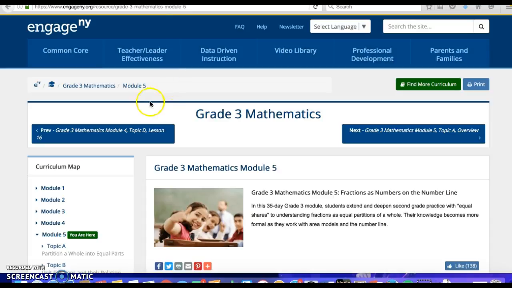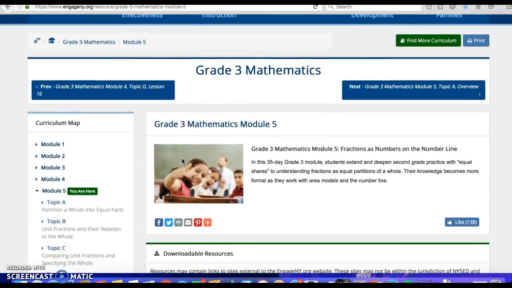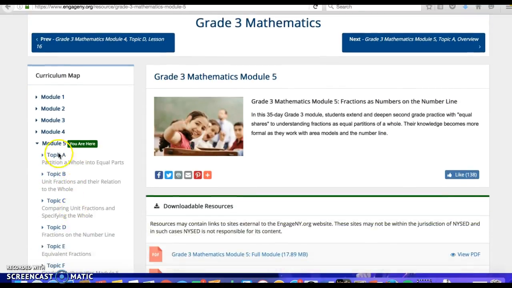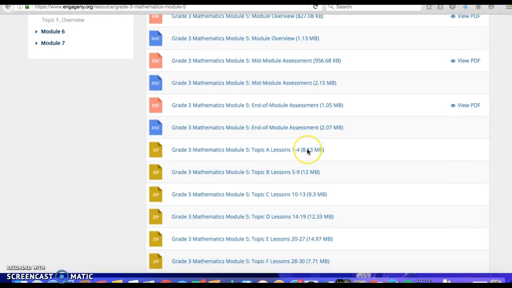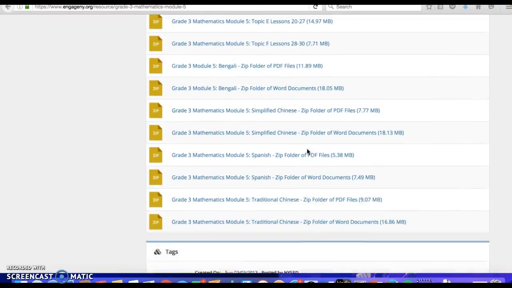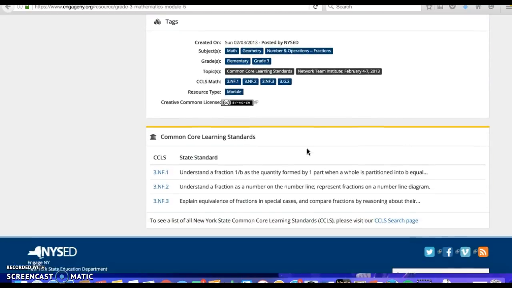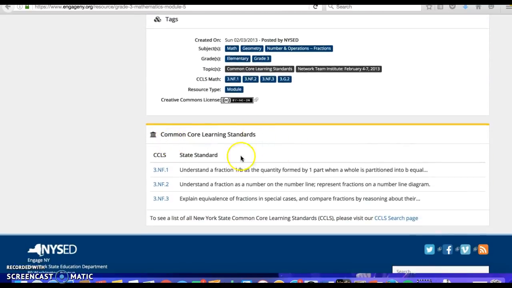So here it goes. First of all, Engage New York is a really great website because I like how they have it organized. They divide everything up into modules for each grade level. So fractions are actually in Module 5. When I went to Module 5, I clicked on Topic A, which is up right now. And Topic A actually has 4 lessons in it. For each of the lessons, if you scroll down, it talks about the Common Core Learning Standards, and these are the standards that fit this whole module.